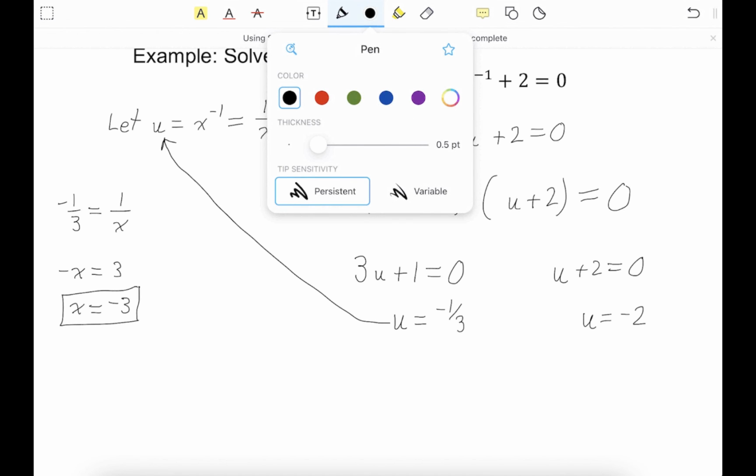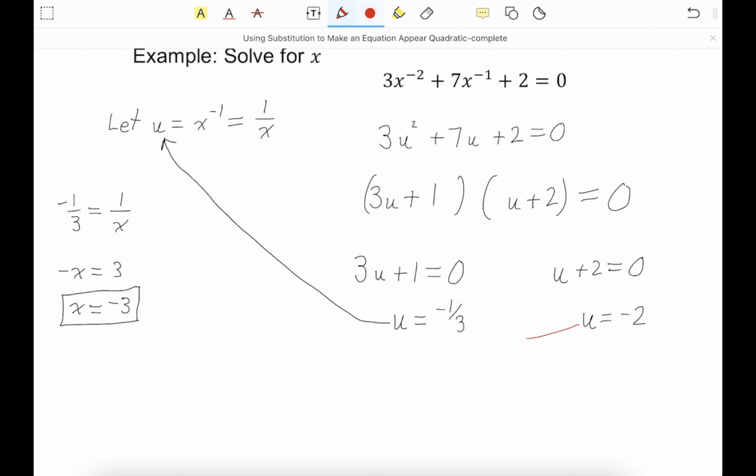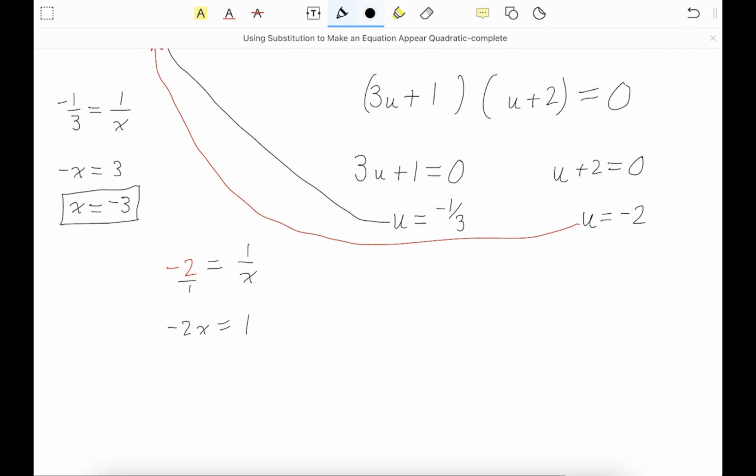And we'll also substitute this value of u. When I do that, negative 2 equals 1 over x. I'll cross multiply. This is like all over 1, so negative 2x equals 1. And from this, I divide by negative 2. I get 1 over negative 2. So x can also equal negative 1/2.